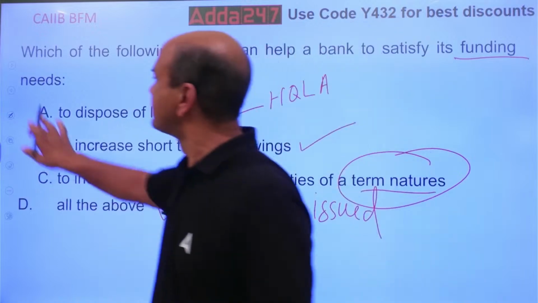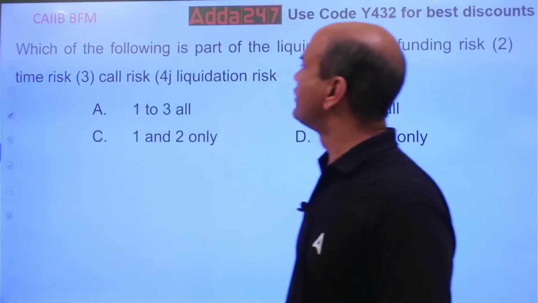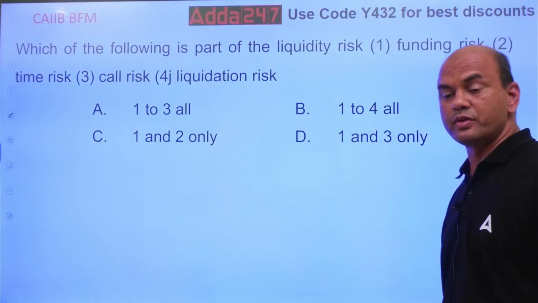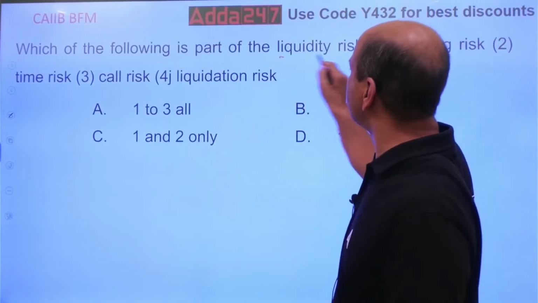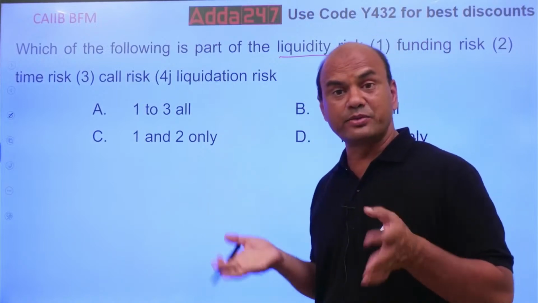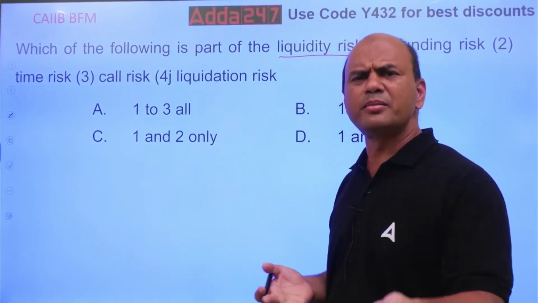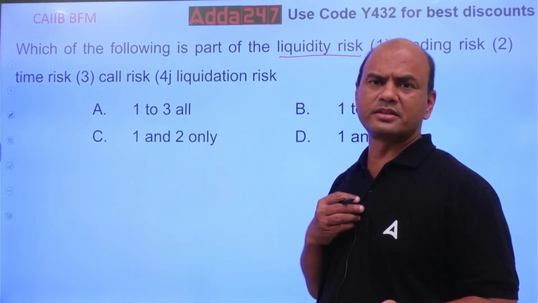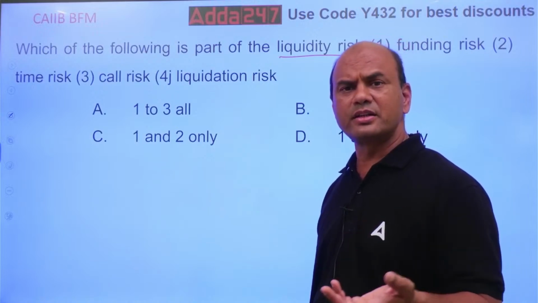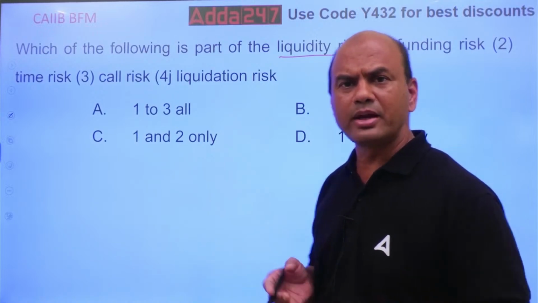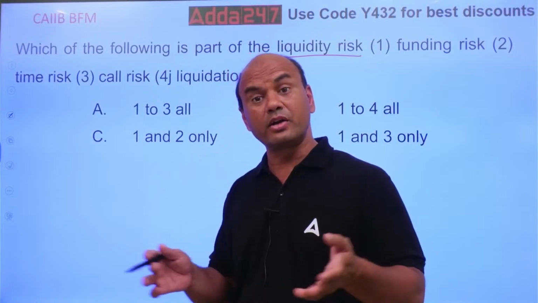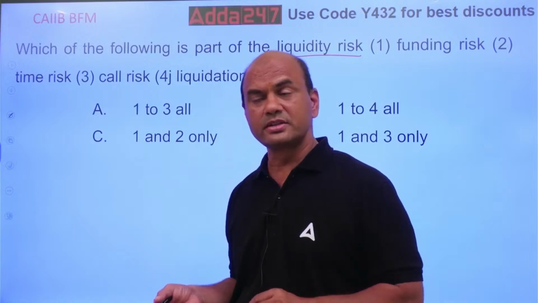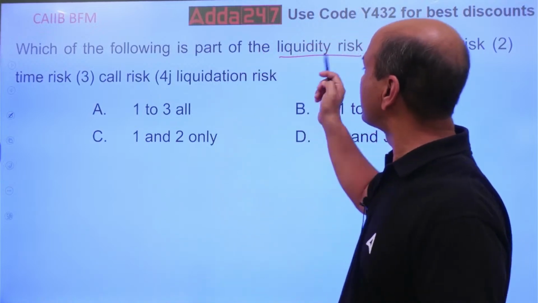Next one. Which of the following is a part of liquidity risk? Liquidity means I'm not having cash flow to pay my normal EMIs. In bank also we face the liquidity risk. The liquidity risk in the bank is I don't have money to pay my depositors. Right now I have to pay the depositors, I don't have money. Liquidity risk.